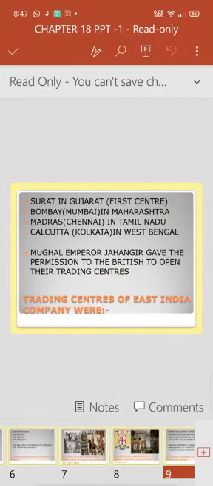The main trading centers of the company were Surat in Gujarat, Bombay or Mumbai in Maharashtra, Madras, which is now named as Chennai in Tamil Nadu, and Calcutta or Kolkata in West Bengal. The Mughal Emperor Jahangir gave the permission to the British to open their trading centers in these areas as they were the coastal areas.